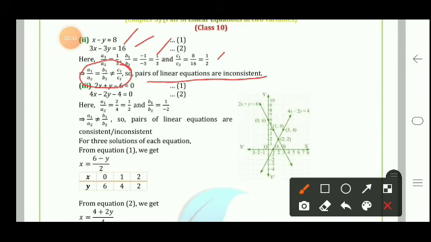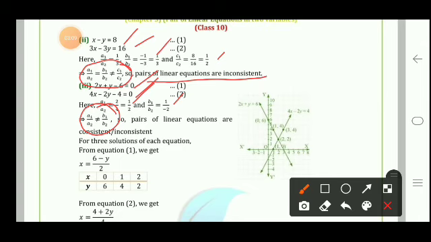Then the third part is 2x plus y minus 6 is equal to 0, 4x minus 2y minus 4 is equal to 0. So we have a1 upon a2 is equal to 2 upon 4, that is 1 upon 2, b1 upon b2 is equal to 1 upon minus 2. So we have a1 upon a2 is not equal to b1 upon b2. So the pair of linear equations is consistent. In this there is a unique solution.